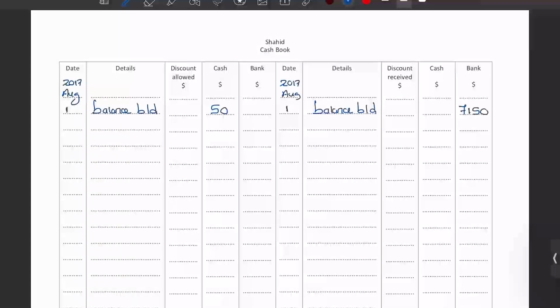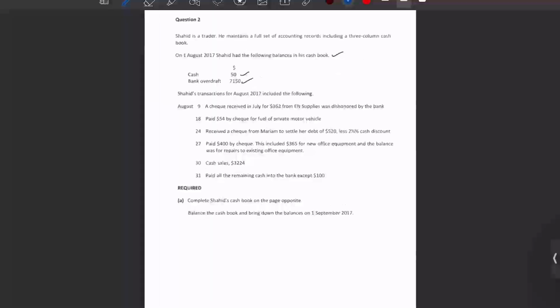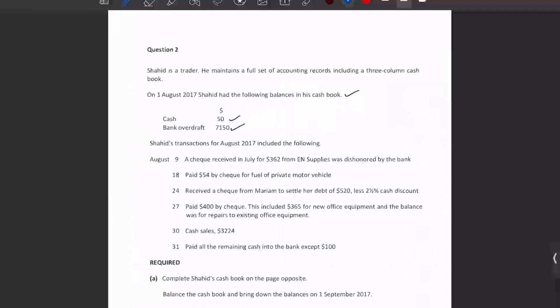Now let's enter one at a time. Can you enter this?